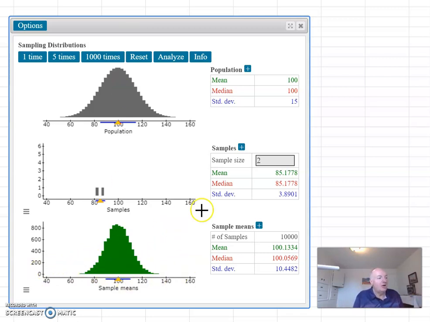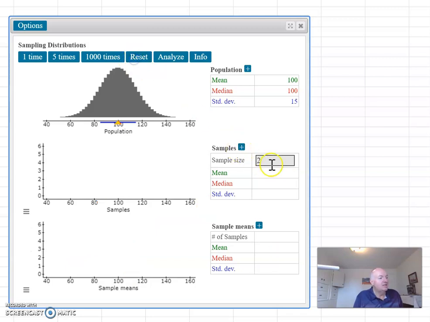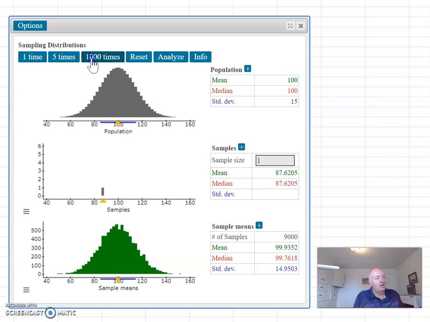Okay. Now, interestingly enough, if I take samples of size 1, I'm going to get a bell curve that looks a heck of a lot like the original population, right? Even look at the standard deviation is 15, the mean is 100. We knew the mean would line up because the mean always lines up, but the standard deviation is the same, right? So if you're taking samples of size 1, then you're just dealing with the population.